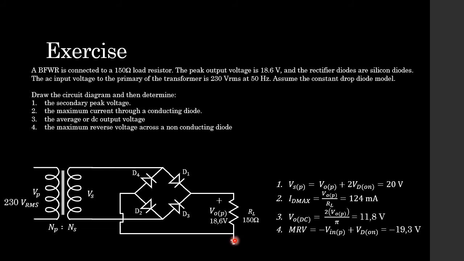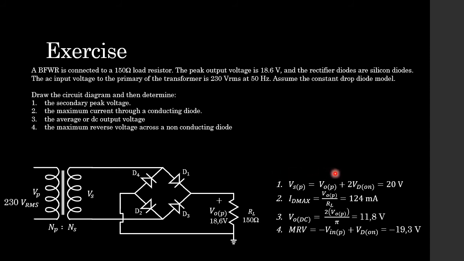And then we have our load resistor over here. Always remember to fully label your circuit so you know what is going on. So we know 230 volts RMS is over there. We know that we have an output peak of 18.6 volts, a load resistor of 150 ohms, and I should have labeled these diodes as silicon.